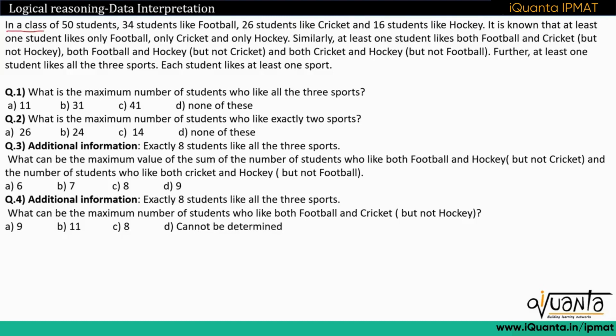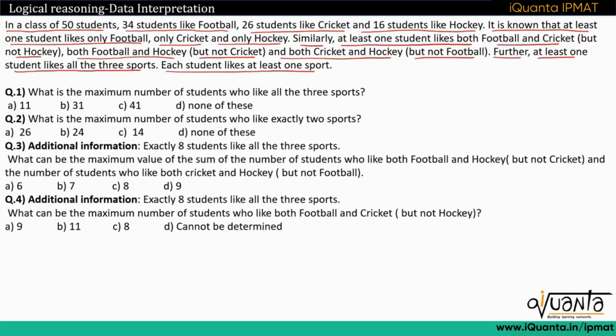So the question here is, in a class of 50 students, 34 students like football, 26 students like cricket and 16 students like hockey. It is known that at least one student likes only football, only cricket and only hockey. Similarly, at least one student likes both football and cricket but not hockey, both football and hockey but not cricket, and both cricket and hockey but not football. Further, at least one student likes all the three sports. Each student likes at least one sport.